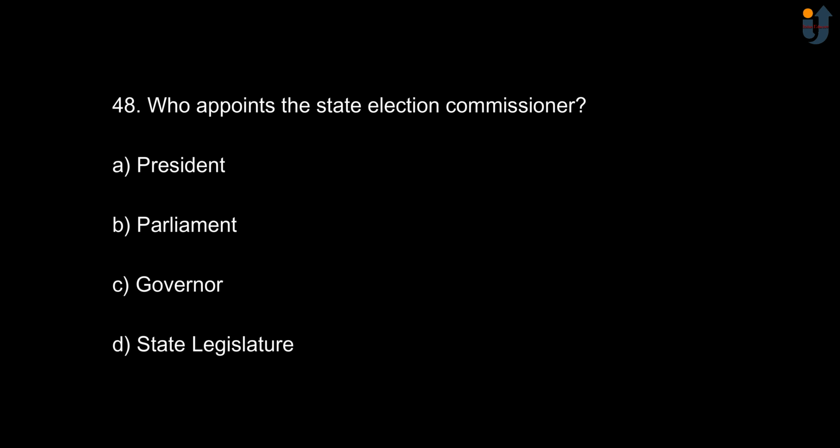Next, who appoints the State Election Commissioner? Option A, President. Option B, Parliament. Option C, Governor. And option D, State Legislature. The correct option is option C, Governor.